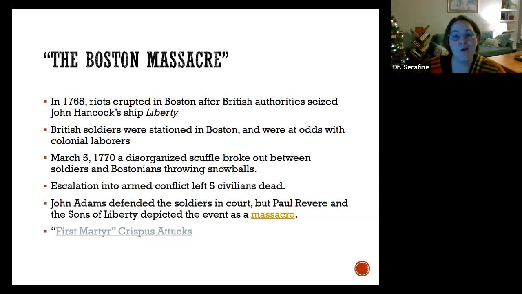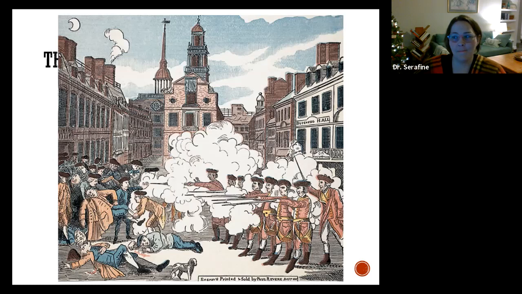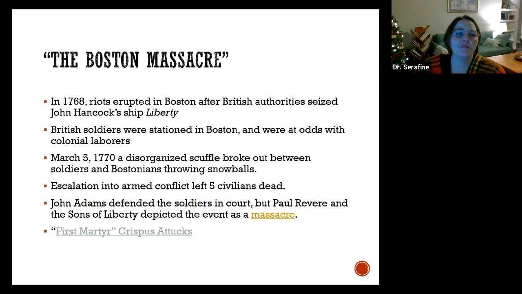Paul Revere, though, and the Sons of Liberty are going to depict this event as a massacre, and it is their depiction. It's this Paul Revere description that's going to take hold in colonial imagination. This is going to become the reality for colonial patriots, that this is what happened. The first person killed is understood to be Crispus Attucks. He's the first martyr of the revolution.